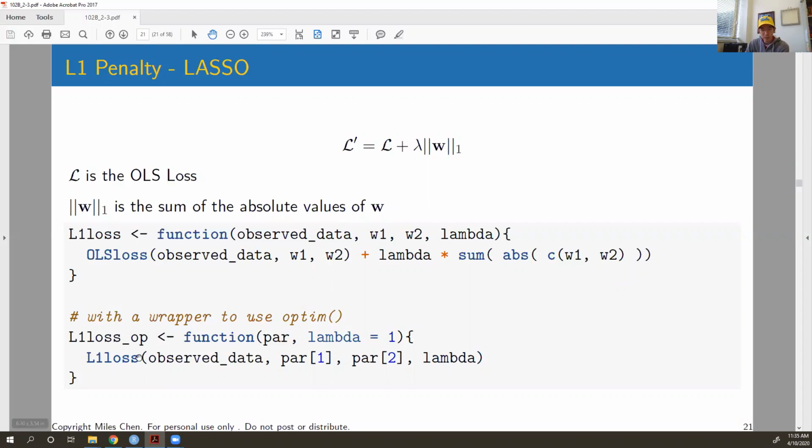And in order to make it work with the optim function, I have to make it a function of par. So I basically do this, but this is what we have here. All right. Is this okay? So all I've done is write a new loss function, and the new loss function incorporates the OLS loss plus the L1 norm, which is lambda times the sum of the absolute values of our W vector.